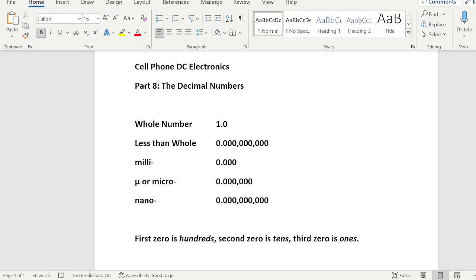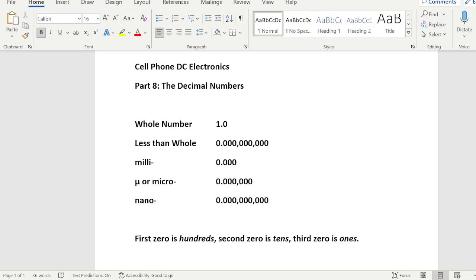Okay, let's talk about some more cell phone DC electronics. This is part 8, the decimal numbers. So we looked at how to read a multimeter and what the symbols mean. So let's talk about the decimal numbers and what the heck they mean, because that's tough. It's not easy.